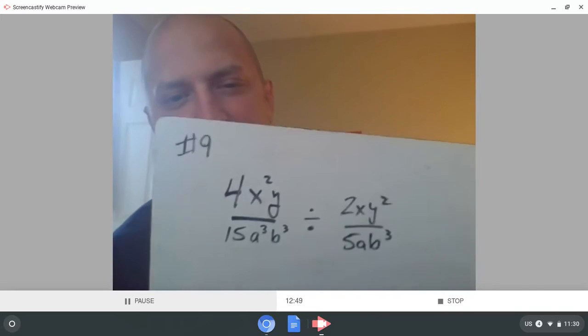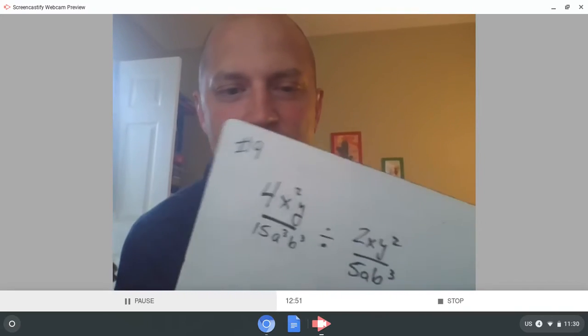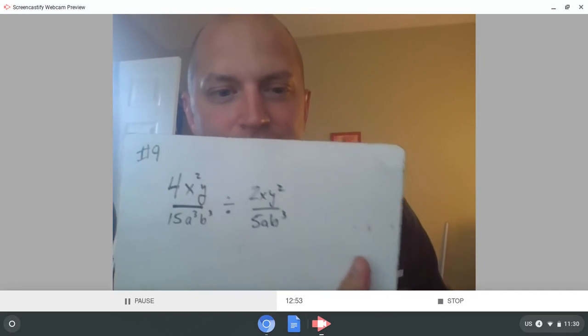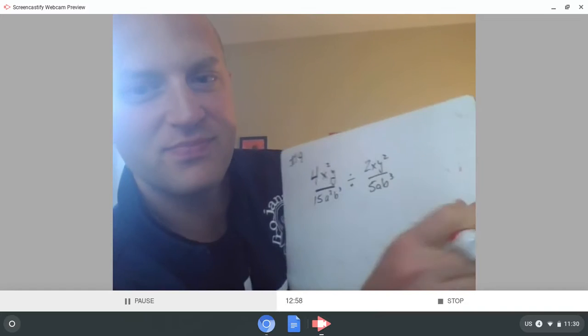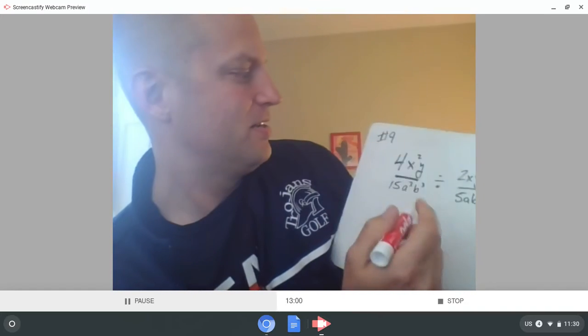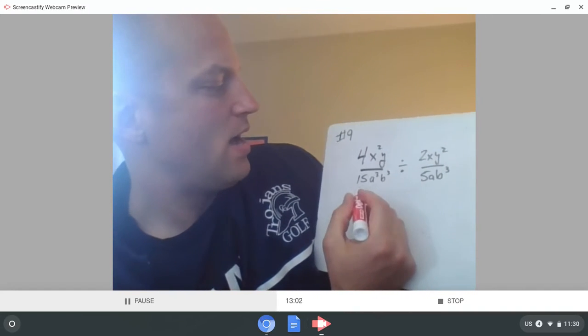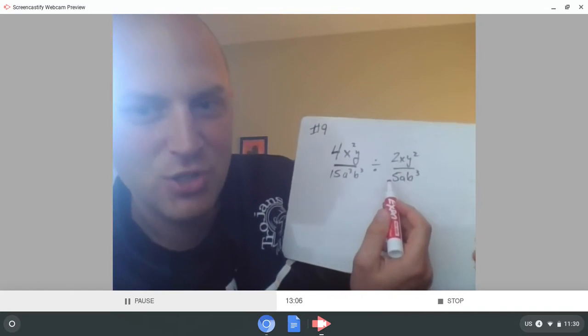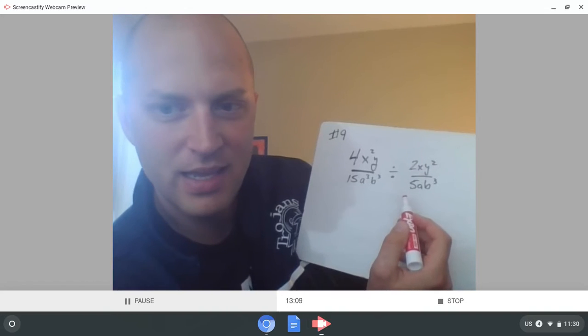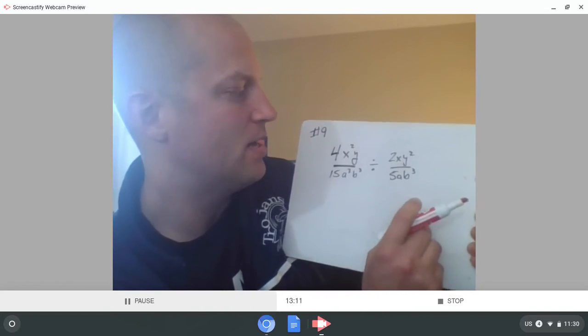Now we're doing number 9. I have no idea why 7 and 8 are on there. It must have got misnumbered. Now we're doing division. I hope not to get tackled again. All right, so when we take a look, I have 4xy over 15a cubed b cubed divided by 2xy squared over 5ab cubed, okay?